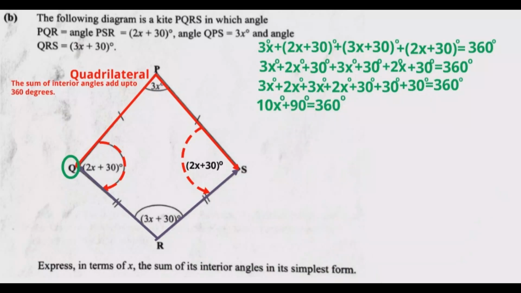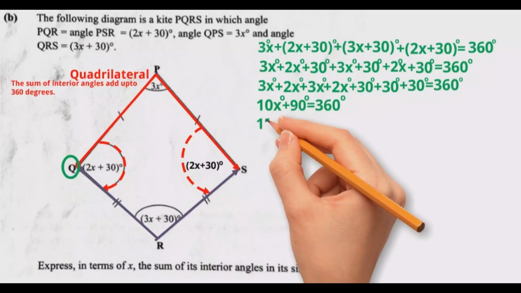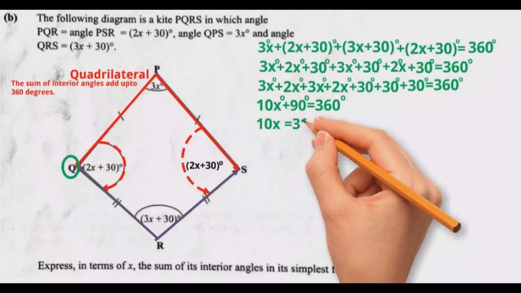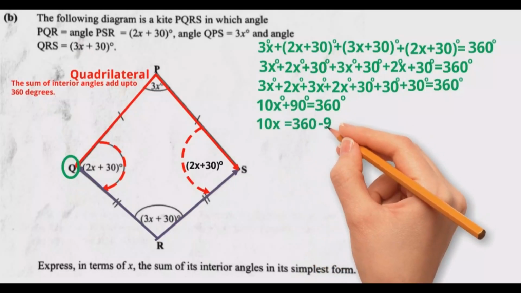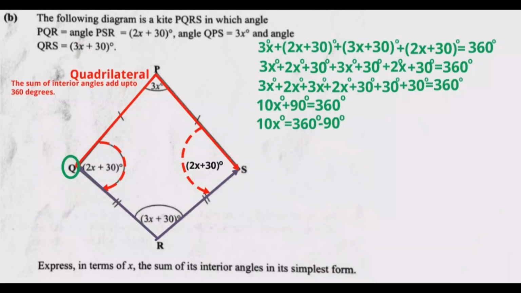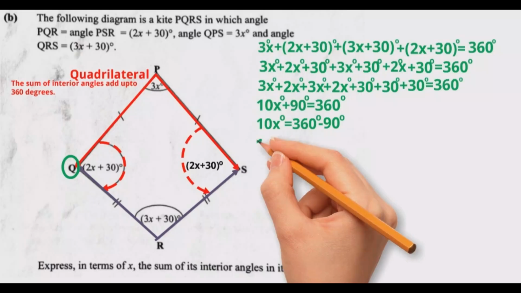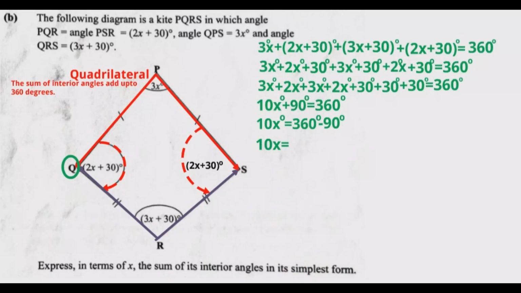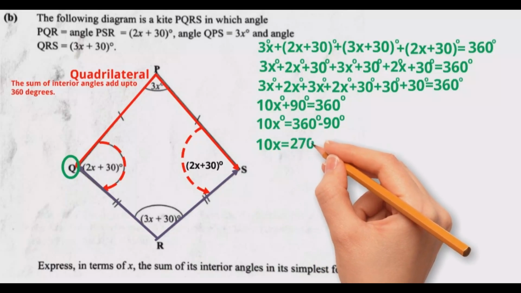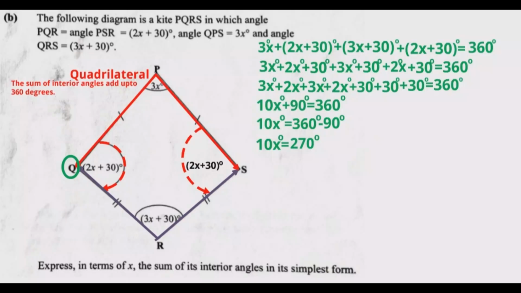Okay, now what we need to do again here, we put like terms together. So we say 10x degrees is equal to 360 degrees minus 90 degrees. Okay, so first we evaluate 360 degrees minus 90 degrees, which will give us 270 degrees. So 10x is equal to 270 degrees.